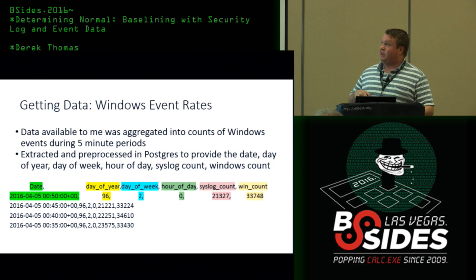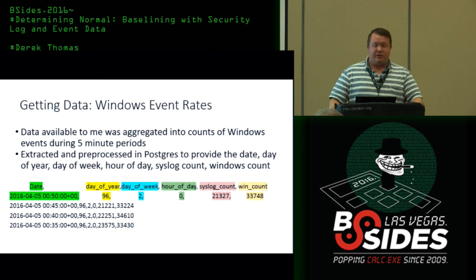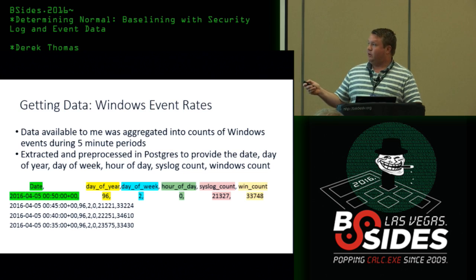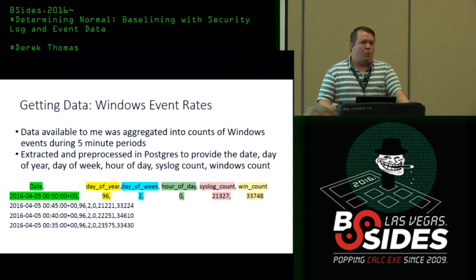So data available to me was aggregated into 5-minute periods. So I extracted that data, pre-processed it in Postgres, and I wasn't sure what I was looking for. The data started off with just a timestamp, a Windows count, and a syslog count. But I extracted the day of the year, the day of the week, the hour of the day, because I'm not sure, as we started to explore the data, what we're going to be looking at.